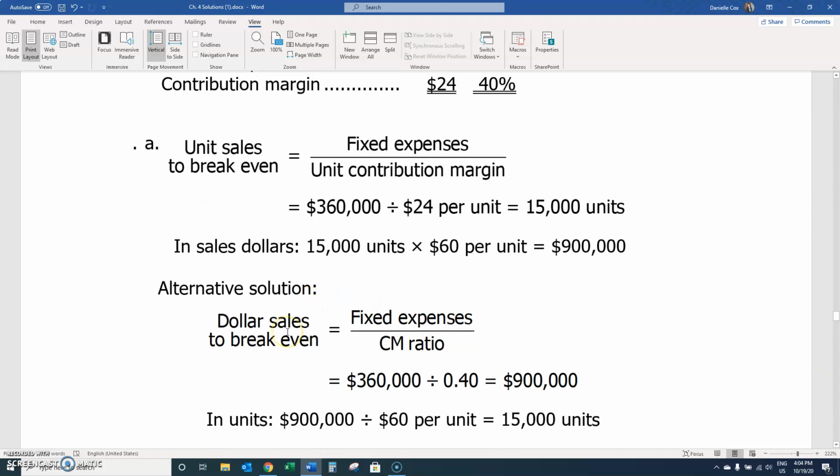Or we can do it the opposite way. We can work out how much dollar sales are needed to break even, which is fixed expenses divided by the contribution margin ratio, the 40%. So the 360 divided by 0.4, we get the dollar amount of sales, 900,000. And we know that each unit is sold for 60, so we divide the 900,000 by the 60 to find out that we need to sell 15,000 units.